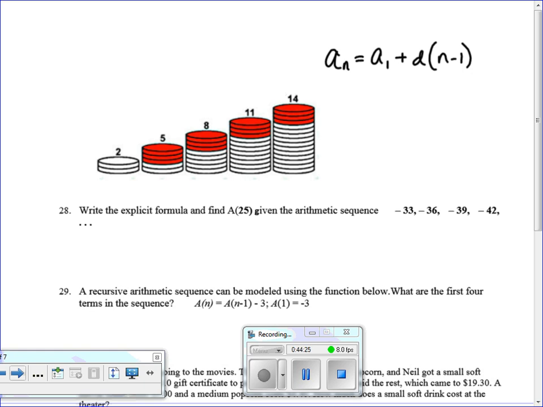So you need to know the first term. We don't need to know a sub n right now, but we do need to know the first term. The first term in our sequence is 2.